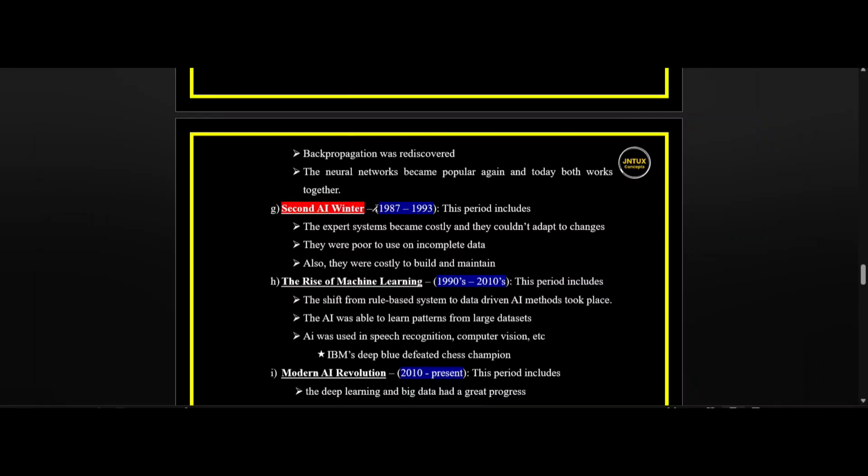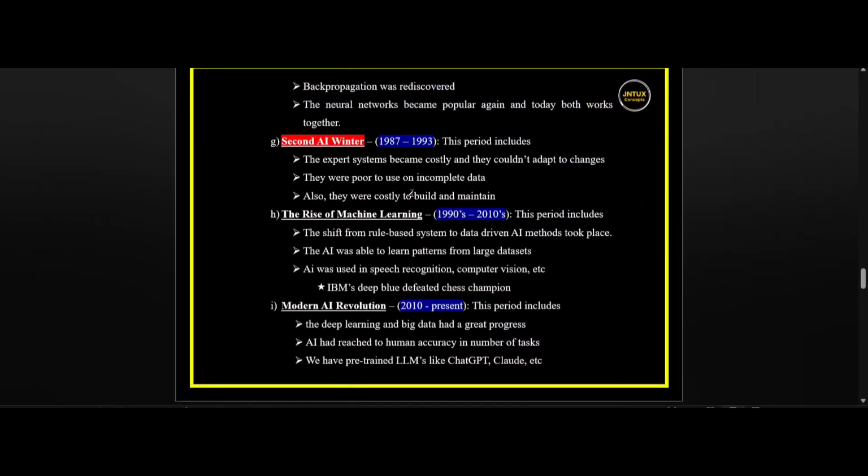The next one is the second AI winter, which happened between 1987 and 1993. This period involved AI systems becoming costly, and they couldn't adapt to changes. Those expert systems were poor at handling incomplete data. We know that AI systems usually need complete data, and they don't understand biased, incomplete or unfair data. Also, those expert systems were costly to build and maintain.